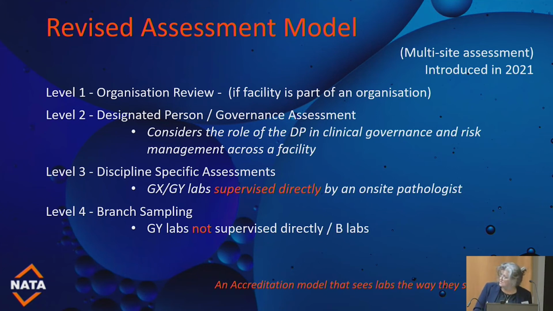The next visit introduced with this new assessment model was the designated person, and we've heard a little bit about it, the governance assessment. What we originally did was that the designated person would, with an experienced technical assessor, be asked questions about how they know what's going on in an organisation. If something happens out in your B lab, how does that information come back to you? How are you ensuring that every single test is actually supervised? So this is the designated person.